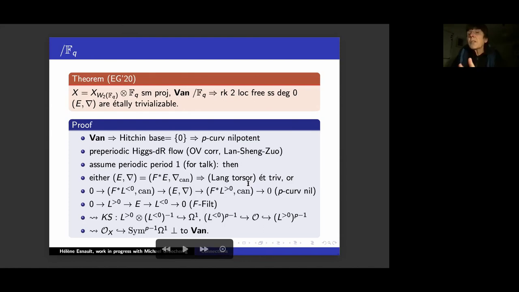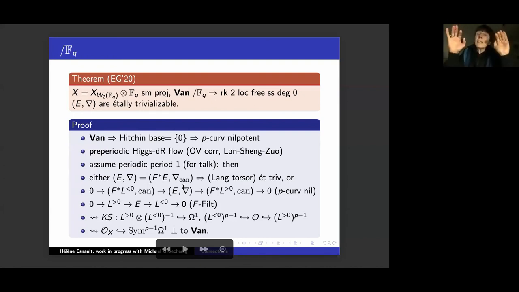then we have two options. The first option is what I started to explain. Either E is a Frobenius inverse of a connection, and then there is a theory of the Lang torsor, which goes back to the 60s, which yields a finite étale cover of the variety over which E is trivialized by the very definition. So it's a sort of a non-commutative Artin-Schreier cover of X, which is given by this equation E equals Frobenius inverse of E.